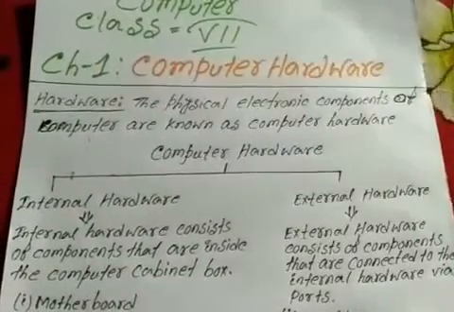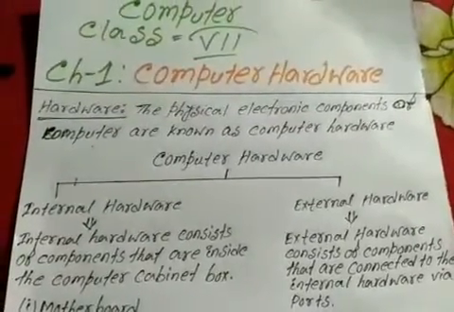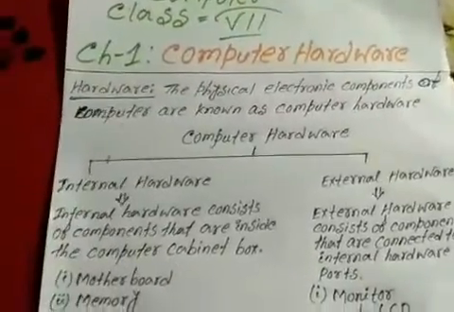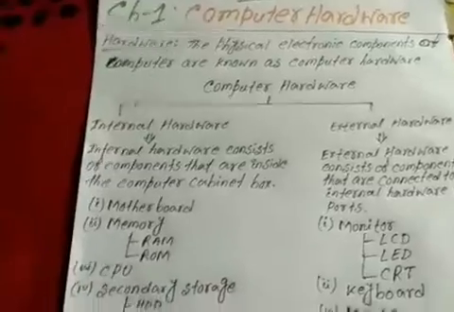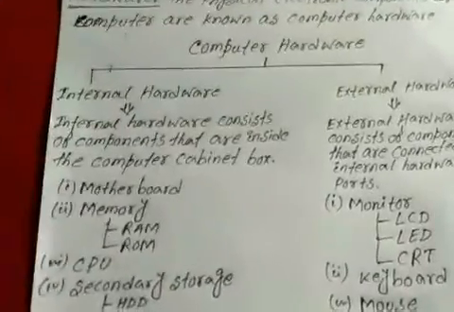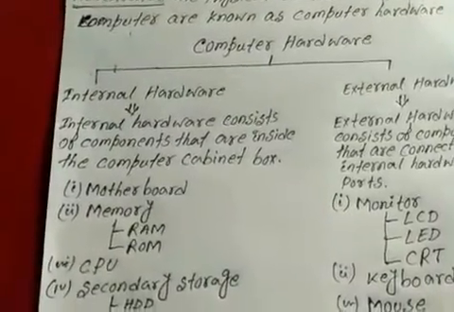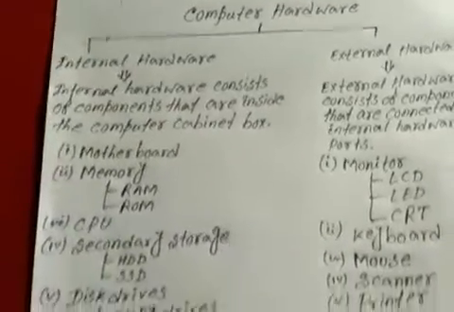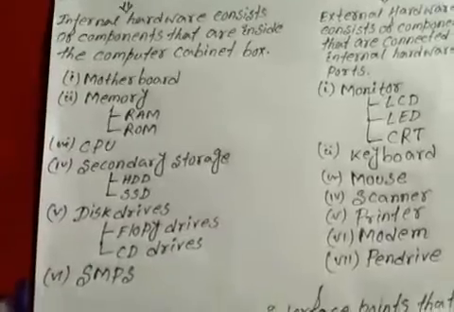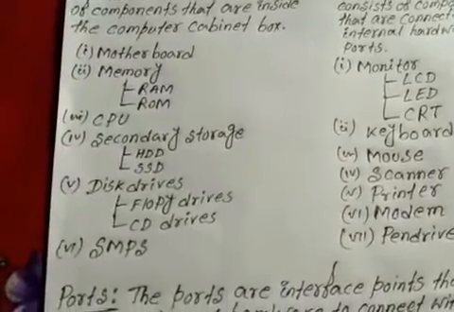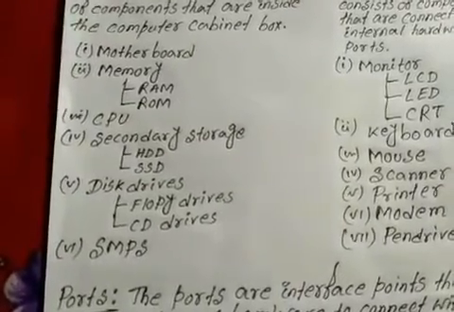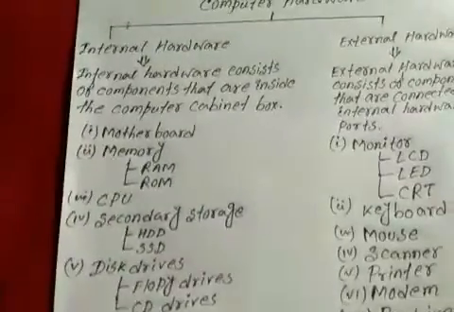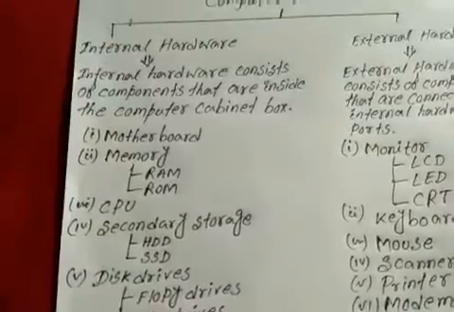Computer hardware can be divided into two categories: internal hardware and external hardware. Internal hardware consists of components that are inside the computer cabinet box. The internal hardware are motherboard, memory, CPU, secondary storage, disk drives, SMPS. The internal hardware will be discussed one by one.